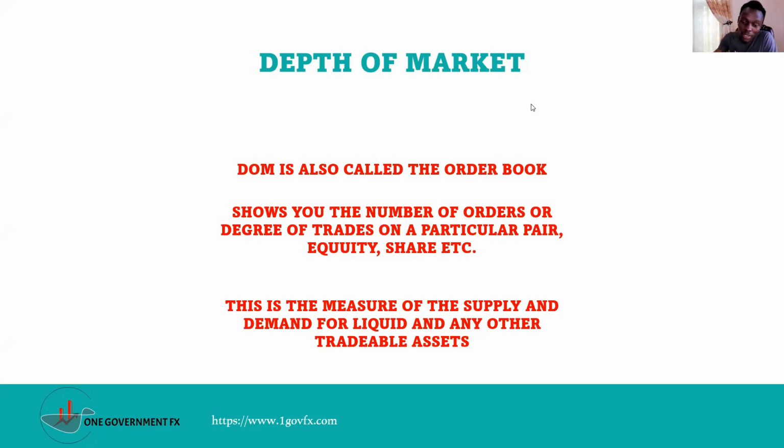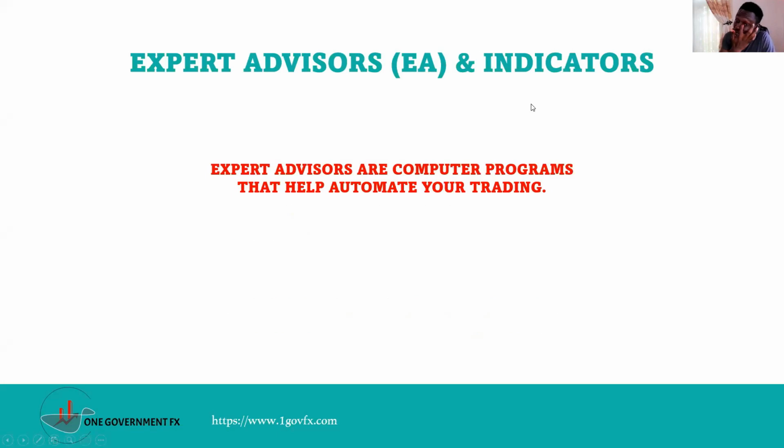So the next term there we had was the expert advisors and indicators. The expert advisors basically are just computer programs that help automate your trading. They help you do things that you don't have to do yourself. So they're kind of robots, robots that do the trading for you. You don't actually have to trade with the expert advisors. They automatically just place the orders for you based on certain parameters.